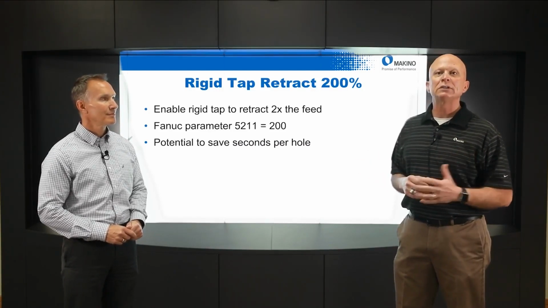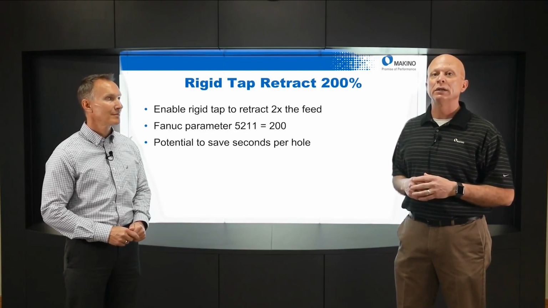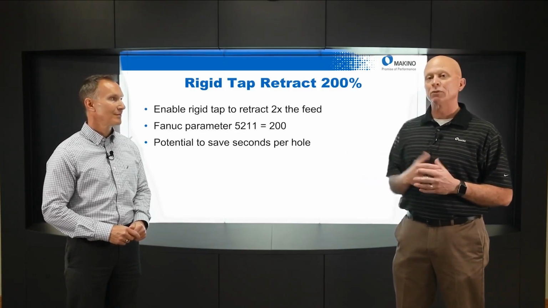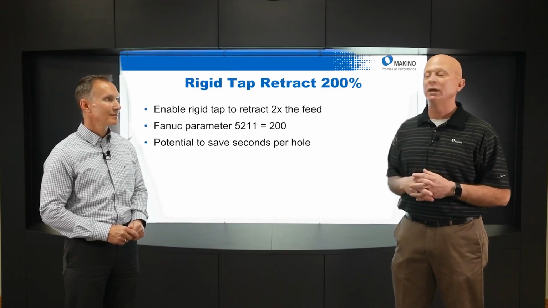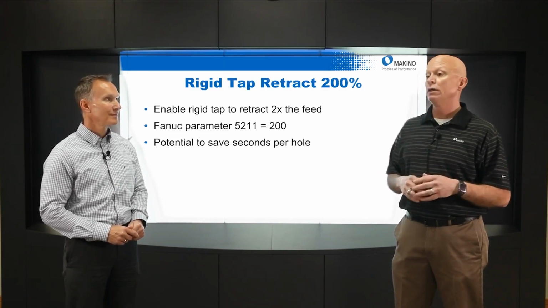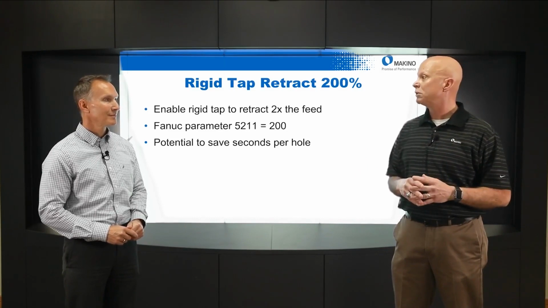So if you change that to 200, meaning 200%, then that tap's going to retract at 200% of your feed going in. And it could potentially save seconds across a number of holes, which could really add up too.